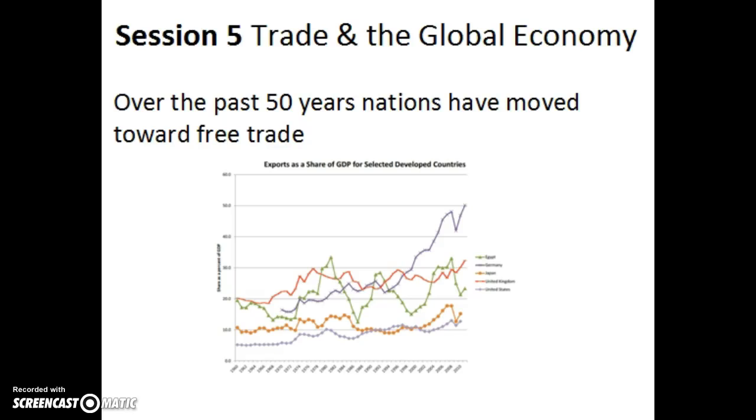Session 5 is on trade in the global economy. As you can see from this graph, the movement has been toward free trade over the past 50 years. This graph shows a bunch of different countries and the percentage of GDP that is represented by exports.